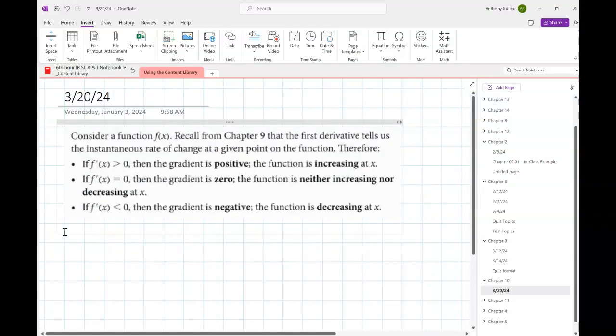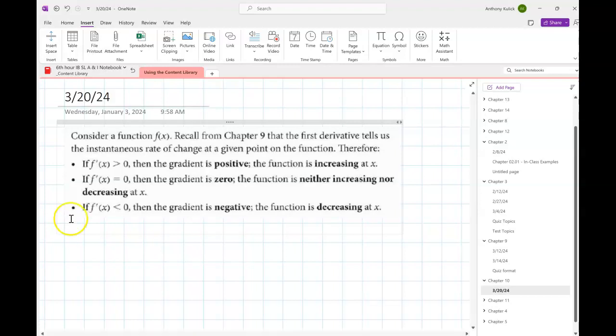Three big takeaways that are going to be critical to what we're doing next, all from chapter 9. If we have some function f of x, where its derivative is f prime of x, if the derivative is positive, then the slope of f is positive, so the function f is increasing. If the derivative is zero, then the slope is zero and the function is flat. It's neither increasing nor decreasing. We'd say it's constant. And if the derivative is negative, then the slope is negative, so the function is decreasing.